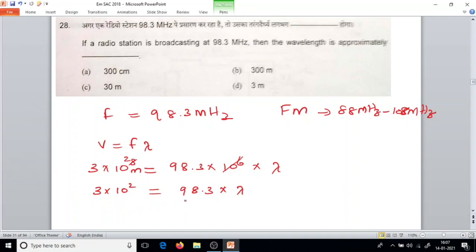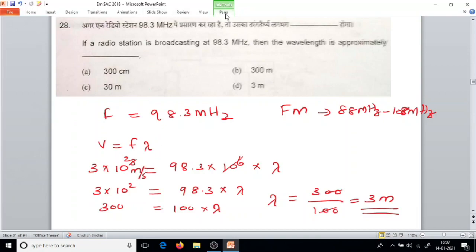Approximately only he is asking, so I will round off this to 300 and this to 100 multiplied by lambda. So lambda equals 300 divided by 100, so it is 3. What is the unit? 3 meter. From where has this meter come? From the velocity of light, 3 into 10 to the power 8 meter per second. We do not need any conversion because we have used meter per second.